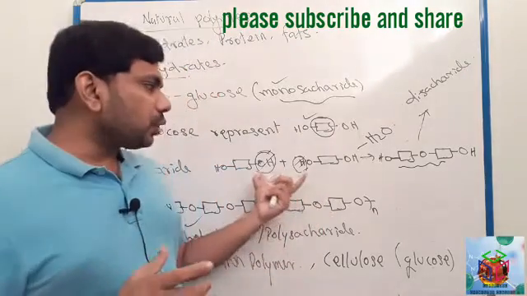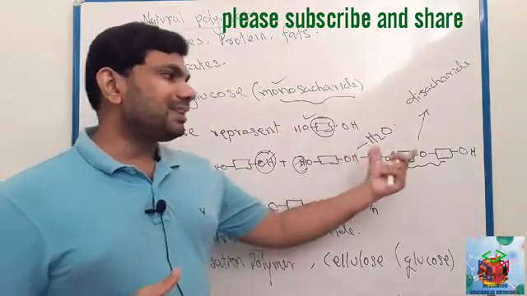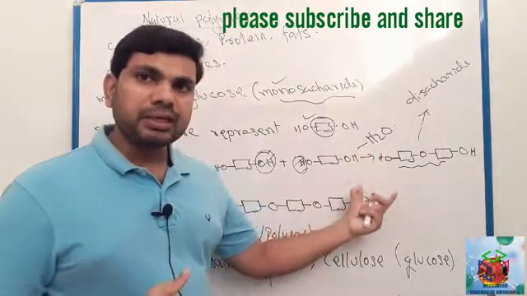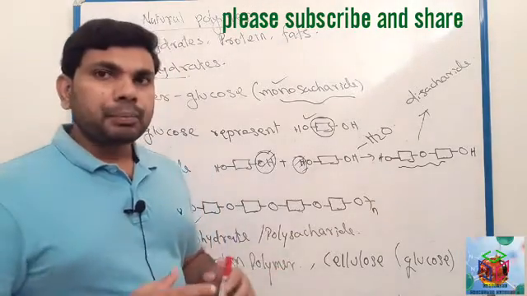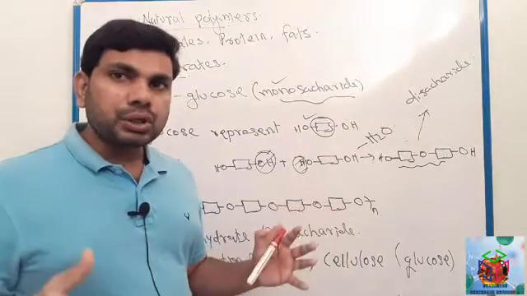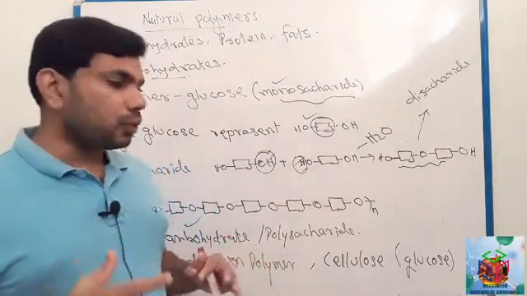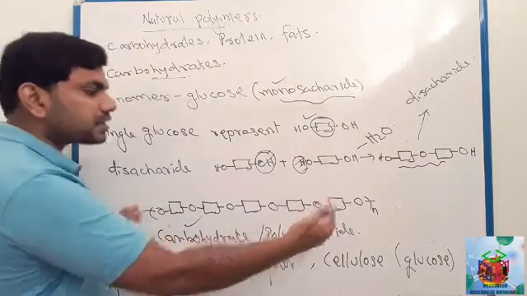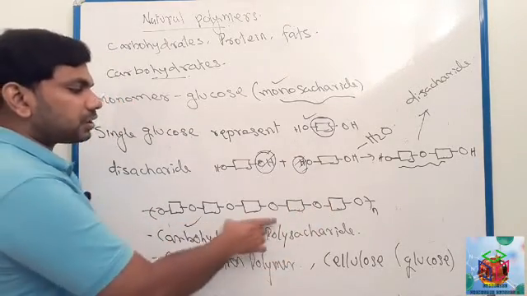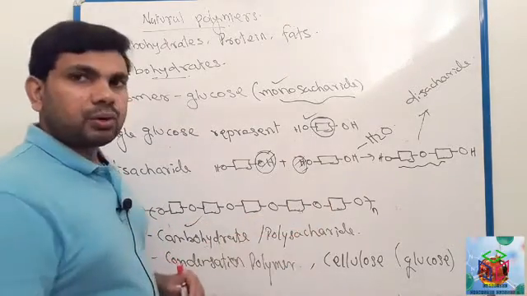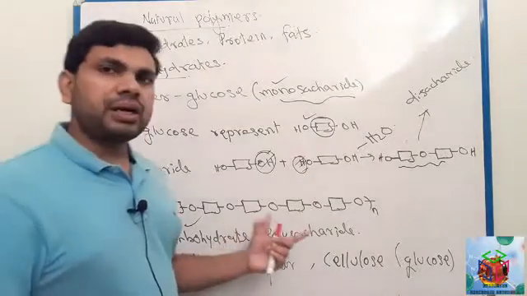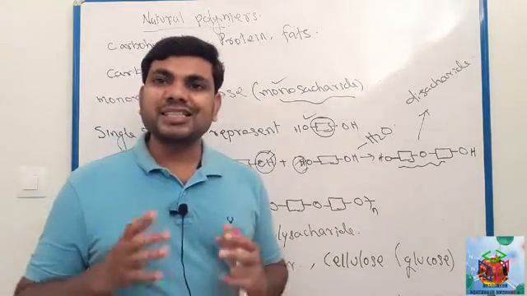Two glucose molecules combine to form a disaccharide by eliminating a water molecule. Many glucose molecules, after elimination of water, form a polysaccharide, and here it represents a polysaccharide. So this is an example of a condensation polymer.